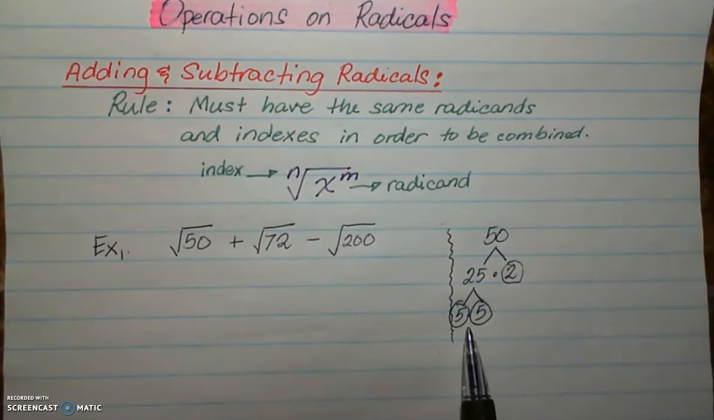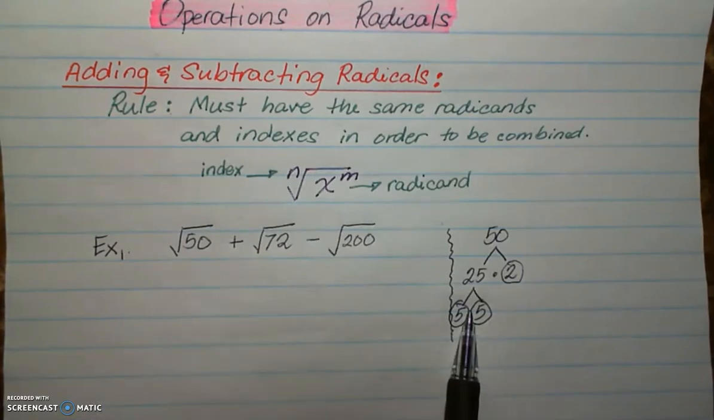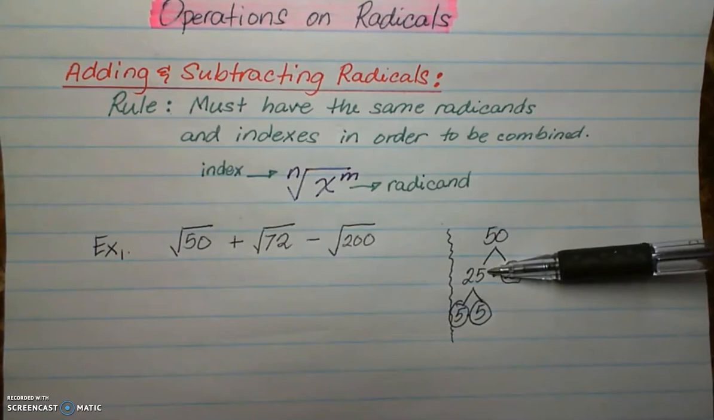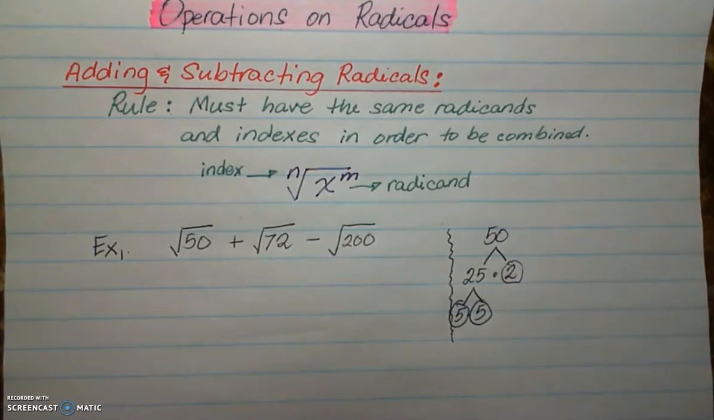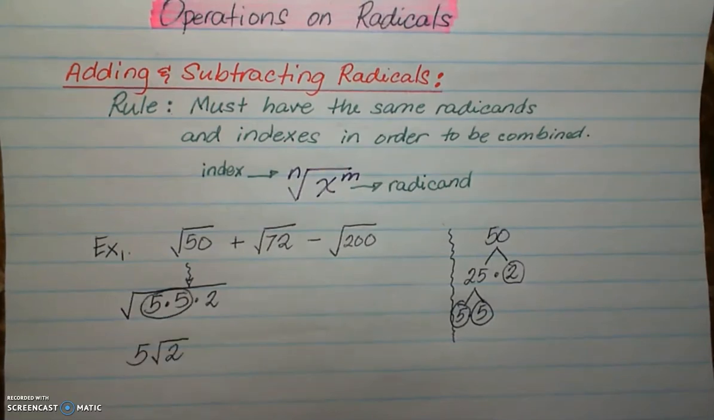So now this 5, since they are pairs, will already go out of the square root sign. Whenever it goes out, it turns to just one piece of 5 because the square root of 25 is 5. So once again, whenever you see a pair and the index is a 2, which is a square root, you're going to take it out. So 50 is simplified as 5 square root of 2.